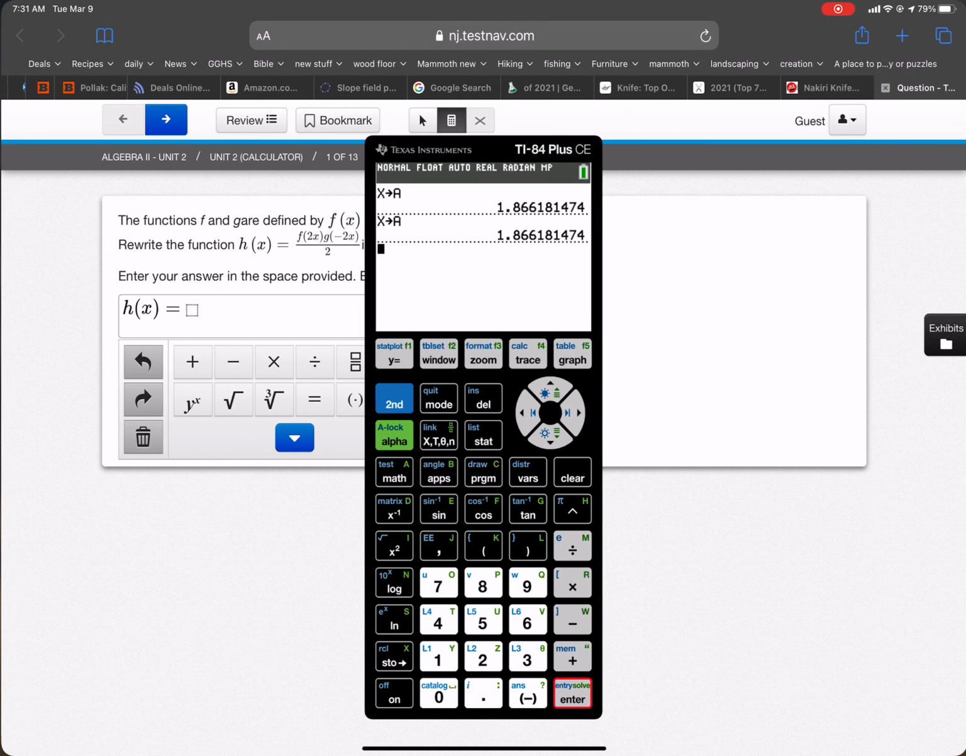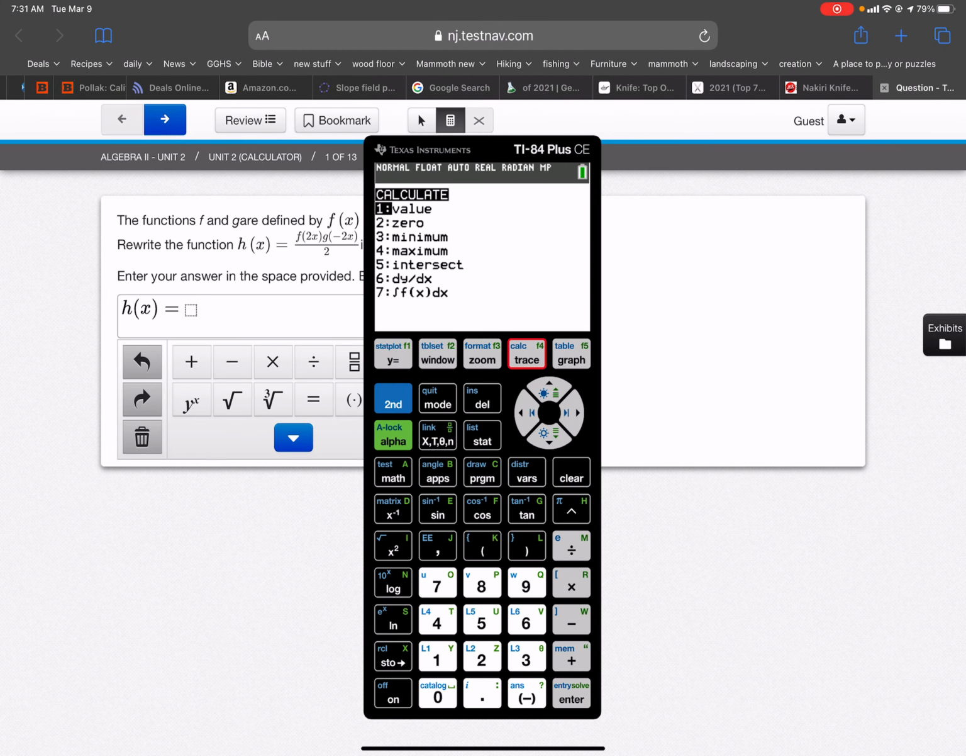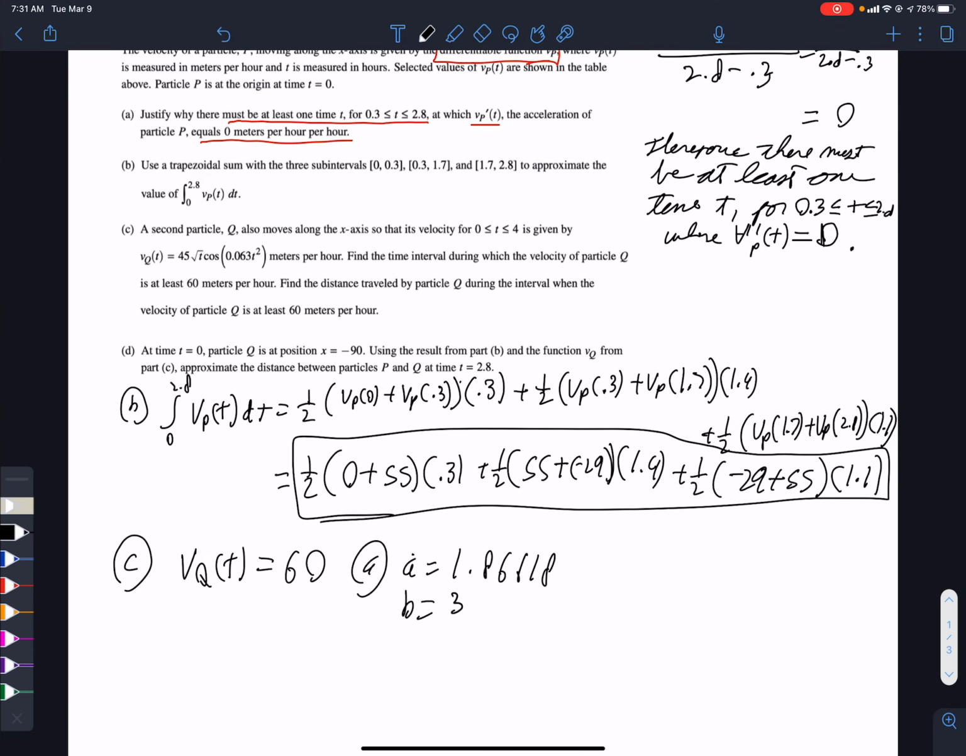And let's find the other intersection point. Let's get this one. Okay, 3.519. Let me store that. Go home. So I'm going to take X, store that as B. 3.51917. Hopefully I remember that right. And so those are the 2 points where it equals 60.